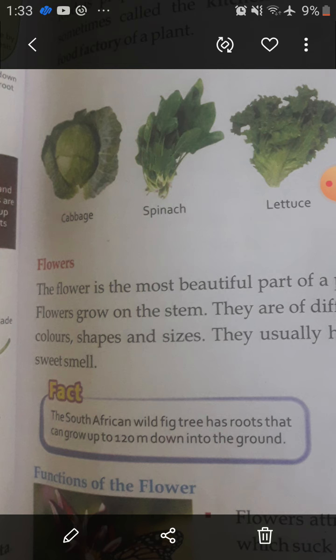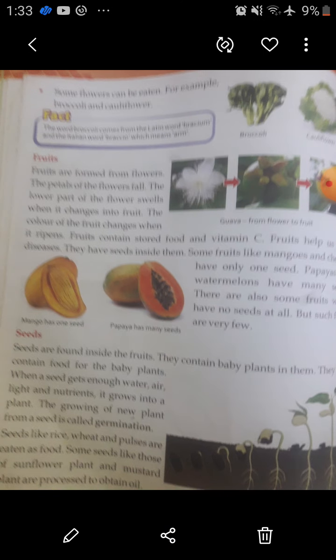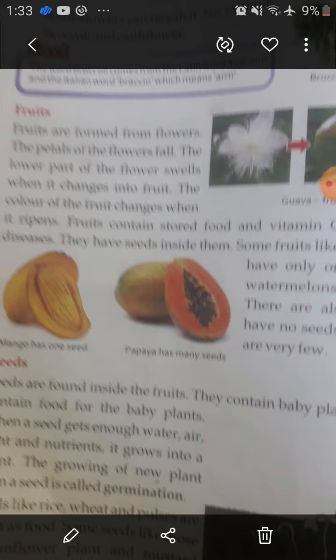The flowers attract insects like bees and butterflies, which suck the nectar from the flowers. The insects help the flowers to grow into fruit. Most flowers change into fruits which contain seeds. Some flowers can be eaten, for example broccoli and cauliflower.